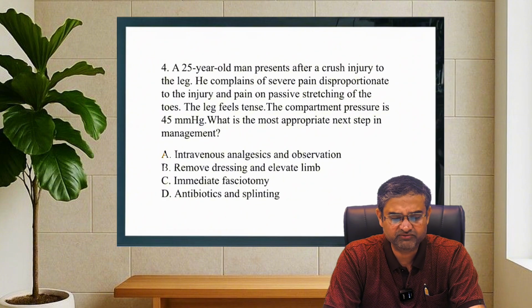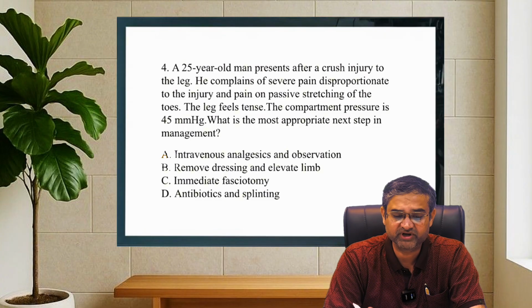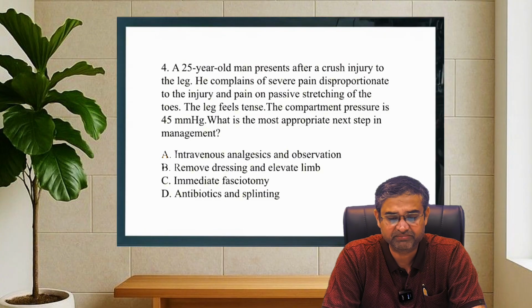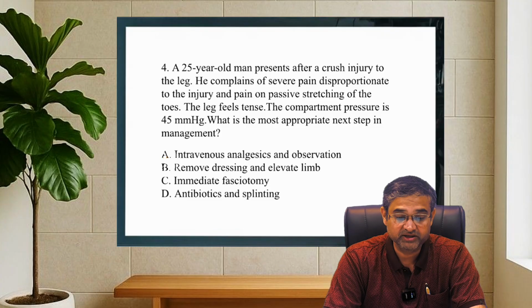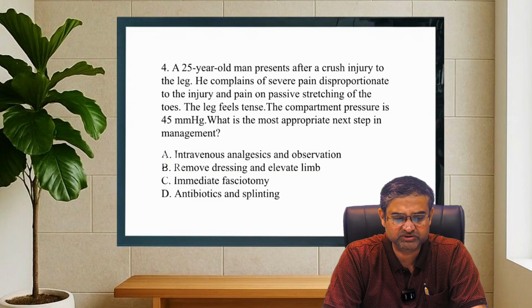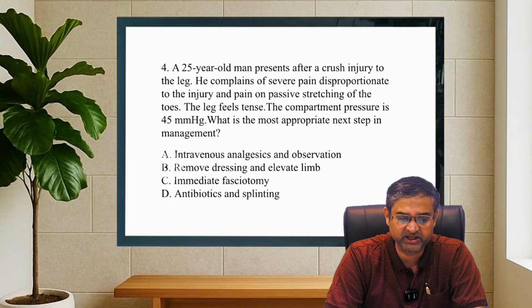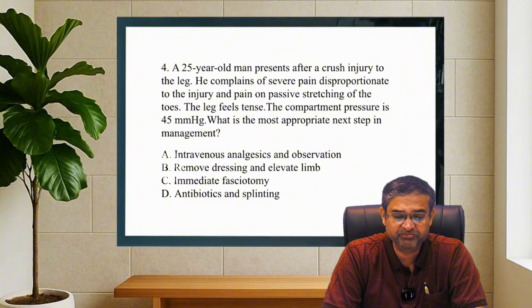We move on to the fourth question. The fourth question is a 25-year-old man presenting after a crush injury to the leg. He complains of severe pain disproportionate to the injury and pain on passive stretching of his toes. The leg feels tense. The compartment pressure is 45 millimeter of mercury. What is the most appropriate next step in the management?